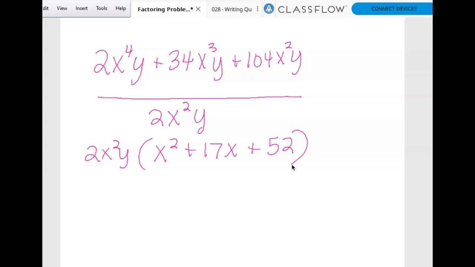What do I need? So I get 52 and 17. So these are all positive, right? So my answers here are both going to be positive. So I want something that's going to add to 17 and multiply to 52. I think it's 14 and 3. It's 13 and 4. How about that?